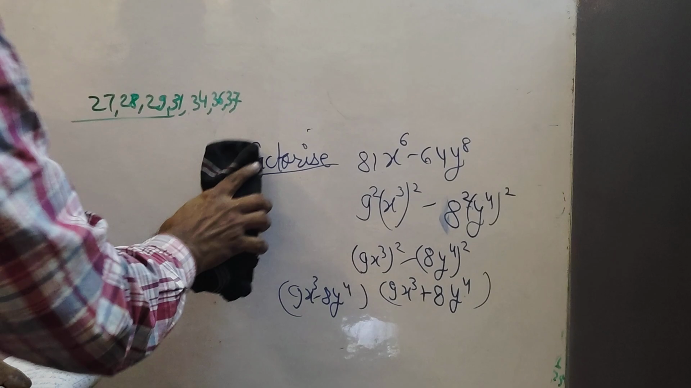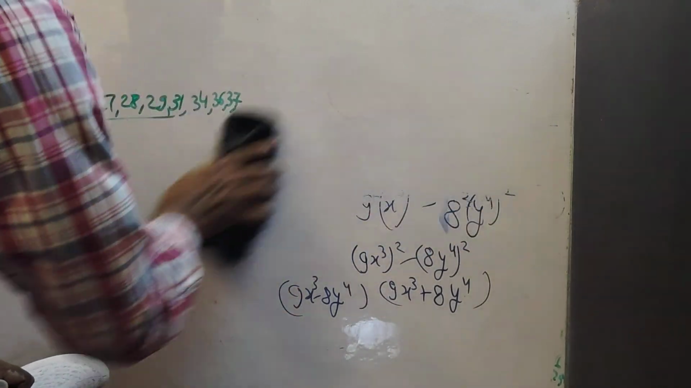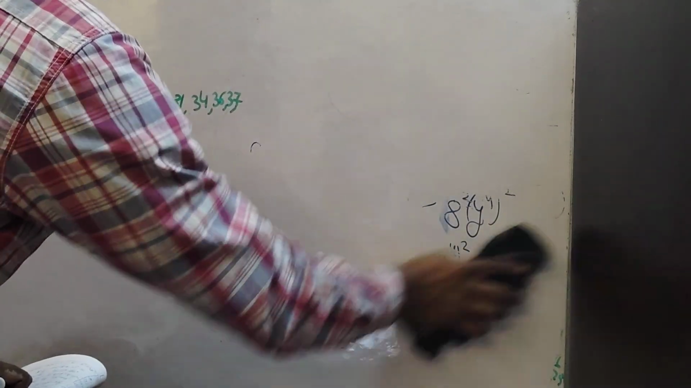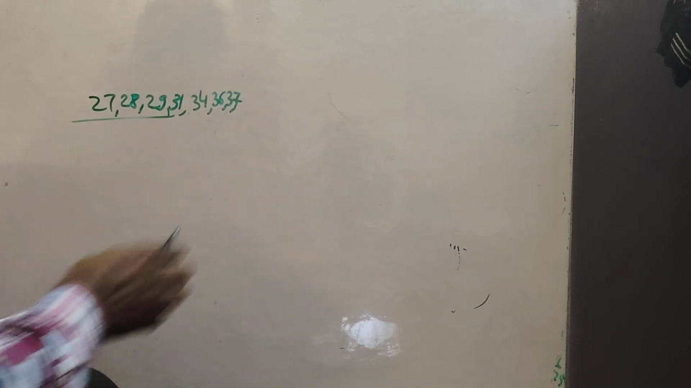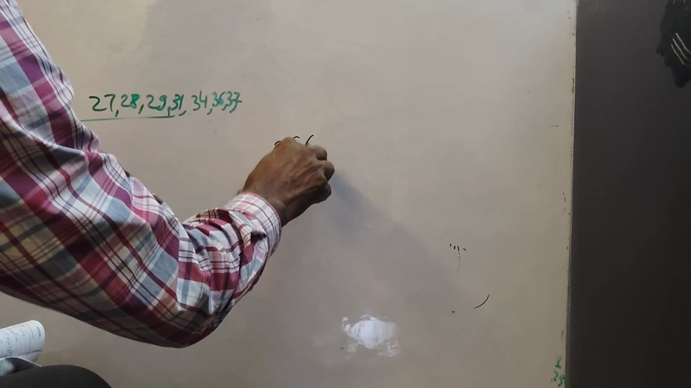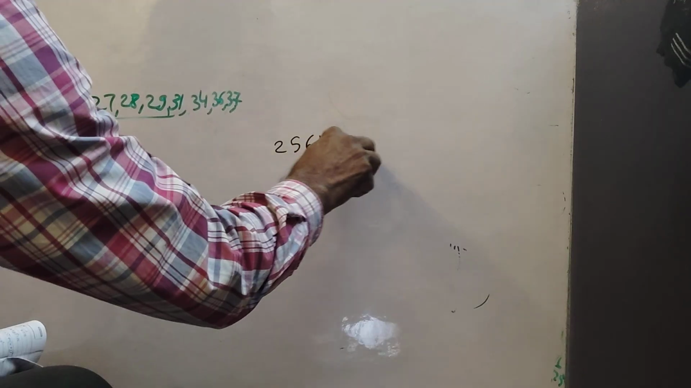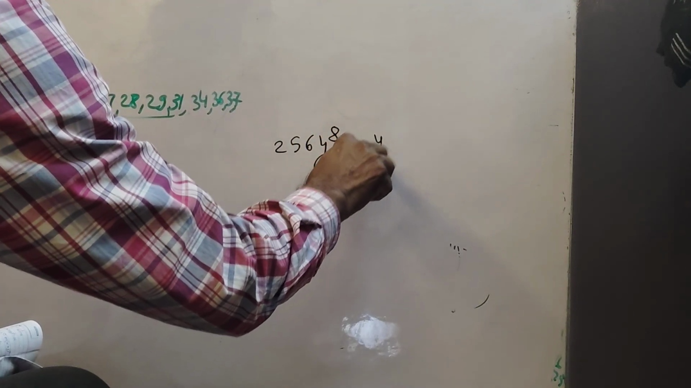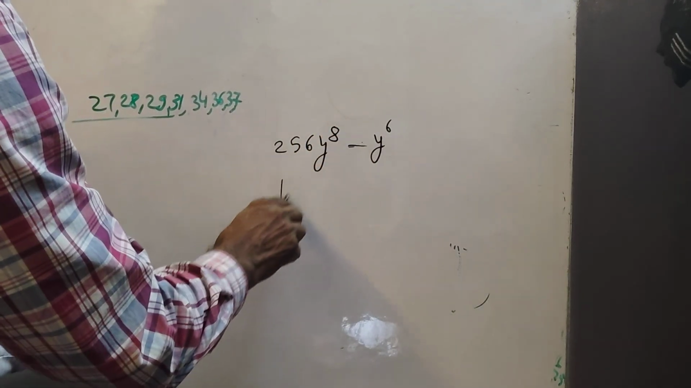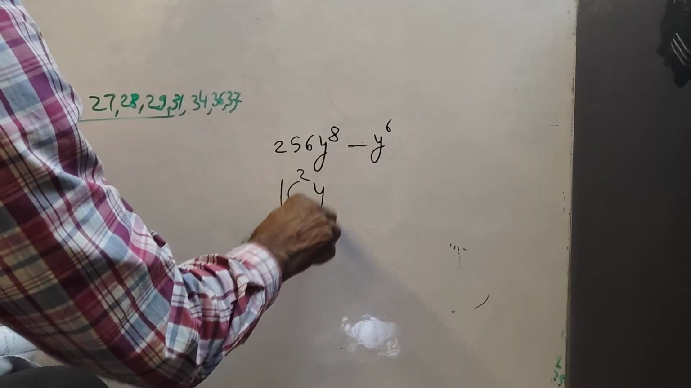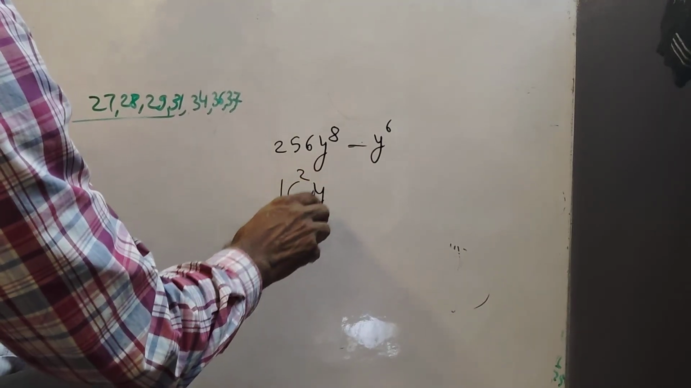Similarly, we are solving some doubt questions of factorization. So the first doubt question is number 27: 256y raised to the power 8 minus y raised to the power 6. So 256 is 16 squared, y raised to the power 8 is y raised to the power 4 squared.